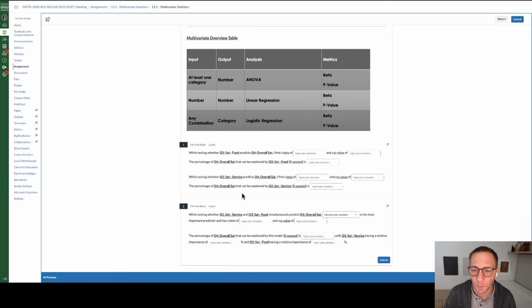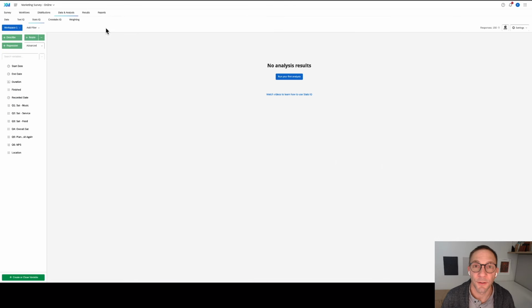So for question number 1, I want to start just with a recap to help us visualize what's going on when we have multiple predictors. For this first section, we're going to be looking at whether satisfaction with food predicts overall satisfaction. So if I pop over to Stats IQ, I can run this analysis. We've done it before in the past. You should be pros at this.